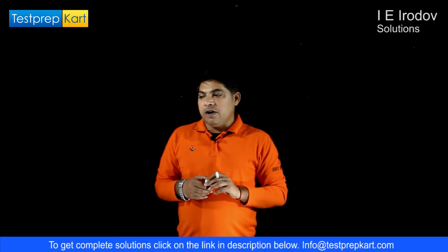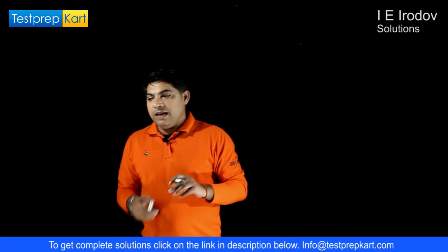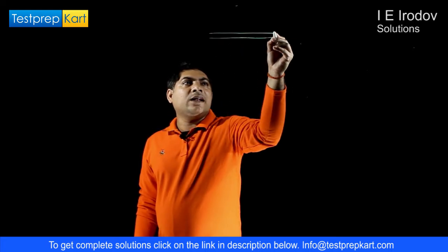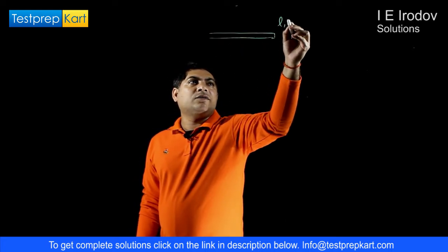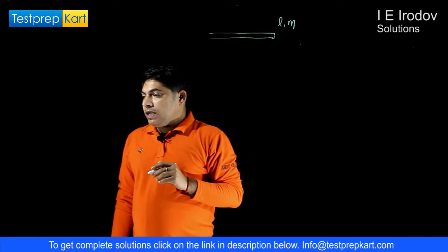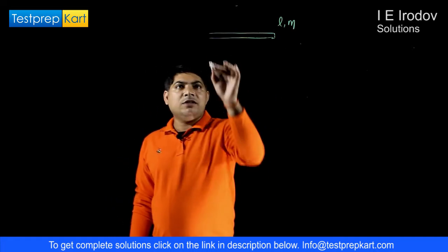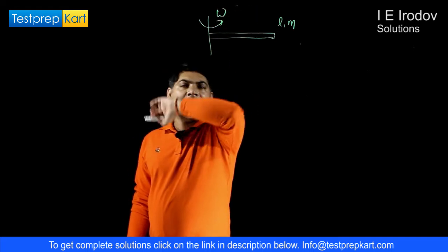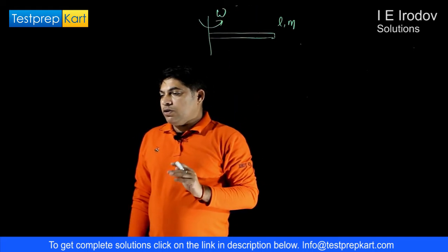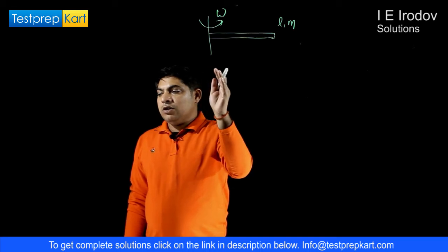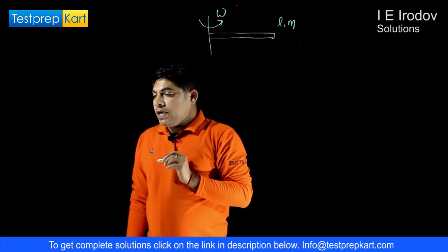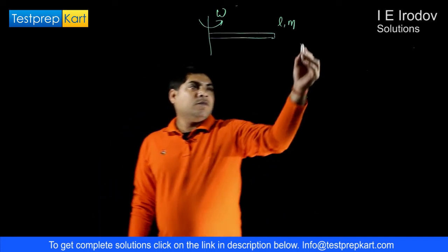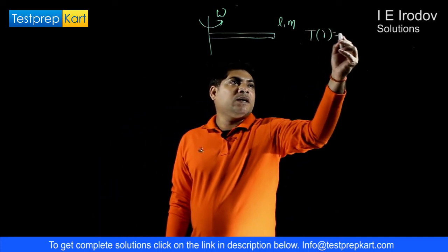A thin uniform copper rod of length L and mass m. There is a rod of length L and the mass of this rod is m, rotating uniformly with angular velocity omega in the horizontal plane about a vertical axis through one of its ends. Determine the tension in the rod as a function of distance. We have to find the tension in the rod.